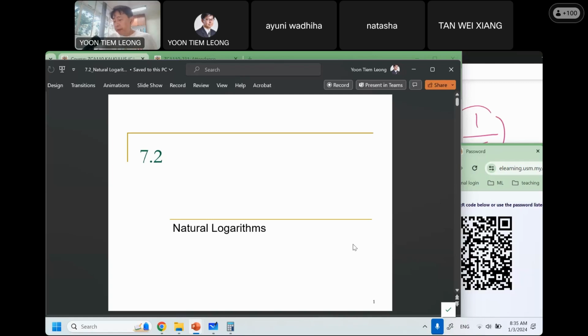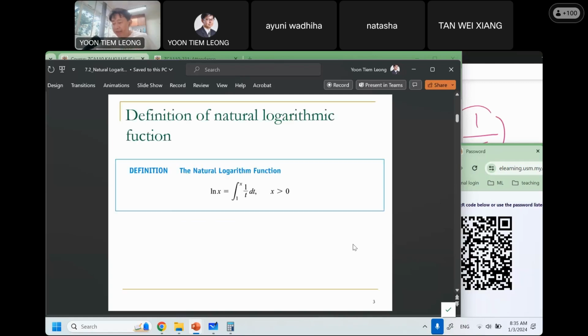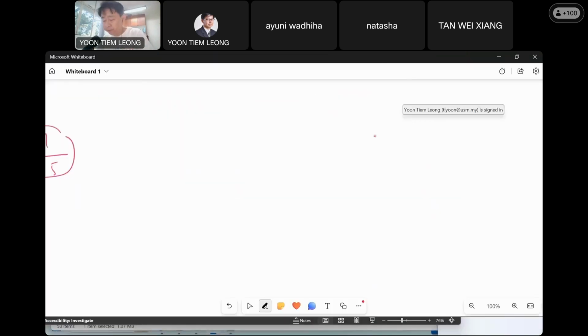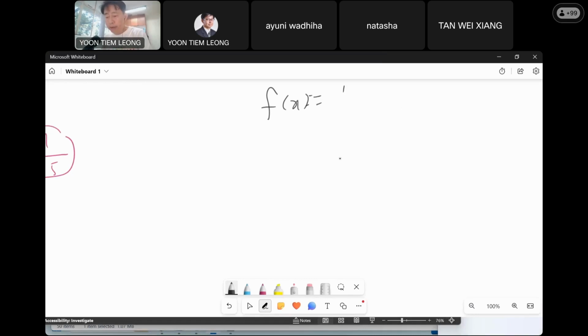This topic is about the natural logarithm. The natural log is a special function defined in a very simple manner. Imagine you have a function given by f(x) equals 1 over x.